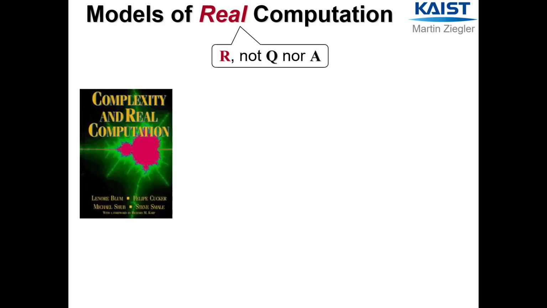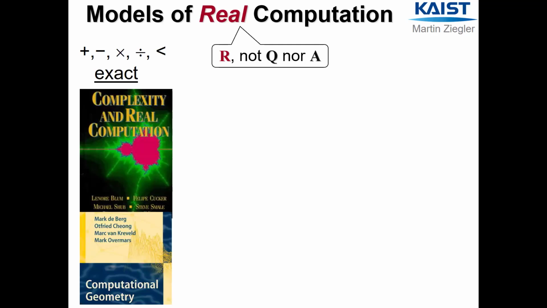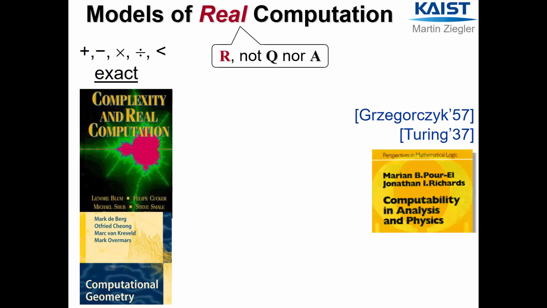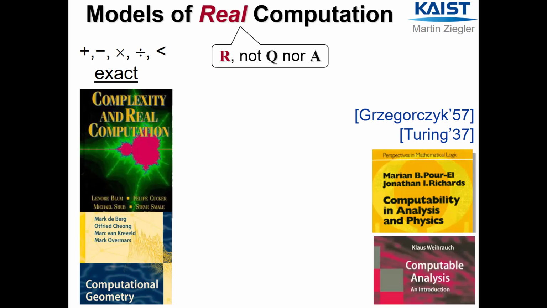The one is the Blum-Shub-Smale model, where the real operations, including the real comparison, are considered exact. And this also underlies, for example, computational geometry. On the other end, there's a model of computation that was introduced actually by Alan Turing himself in the paper where he also introduced his machine, and which was later picked up, for example, by Grzegorczyk and many others. For example, this textbook revolves around this model of computation, or this textbook.